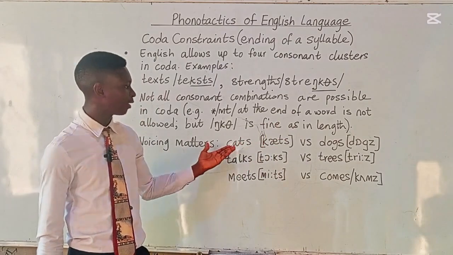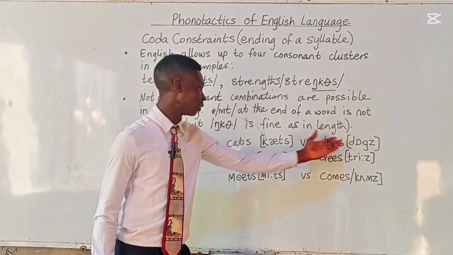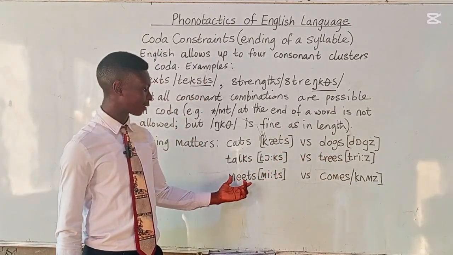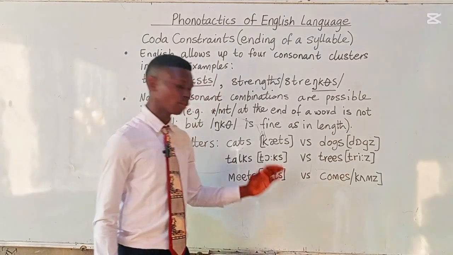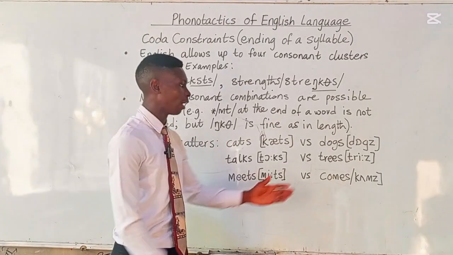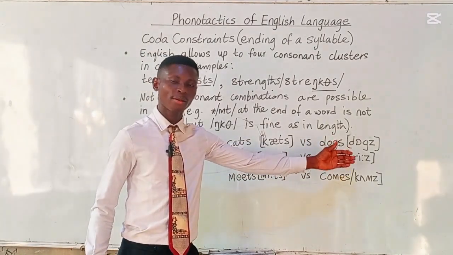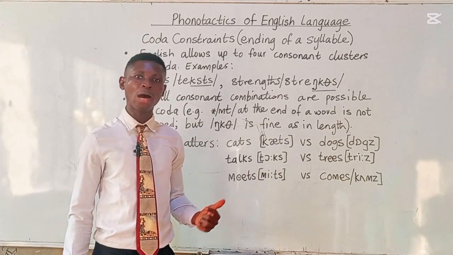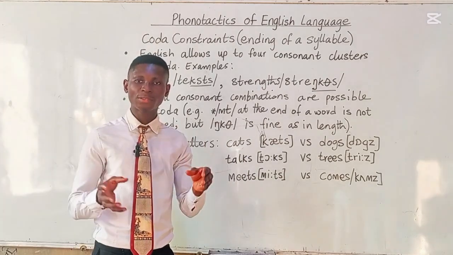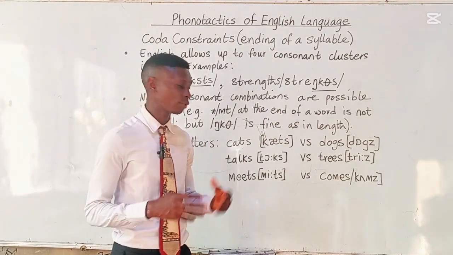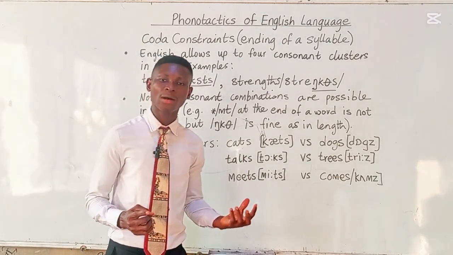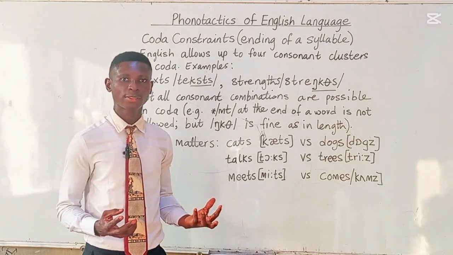So here we have cats, dogs, fox, trees, meats, comes. So there is a difference between what we realize here and what we realize here as a result of context, the situation, the sounds within the environment. So these affect the pronunciation of different words.